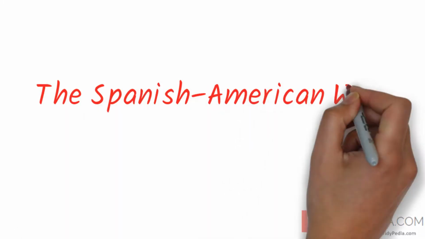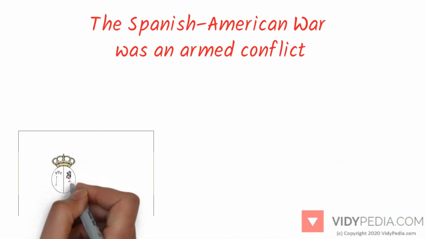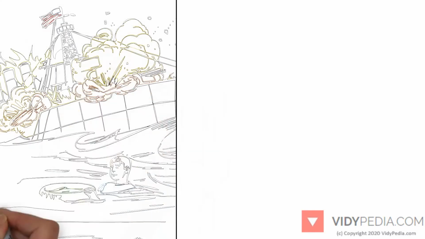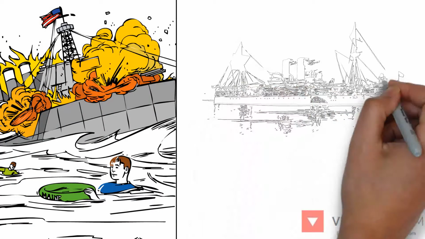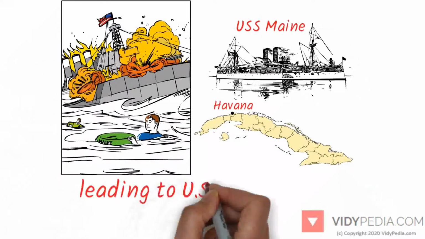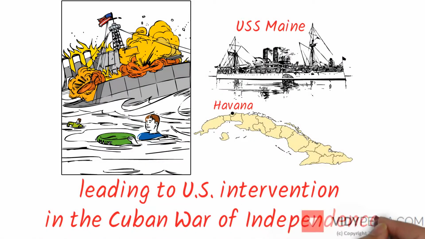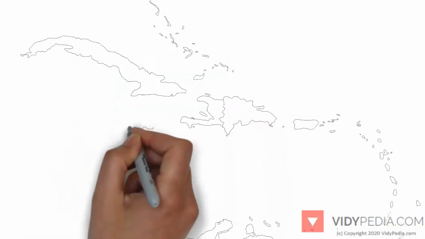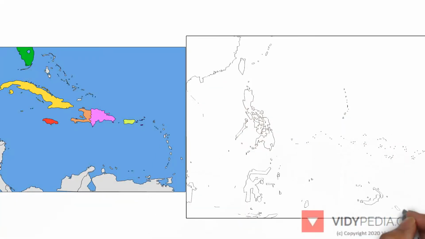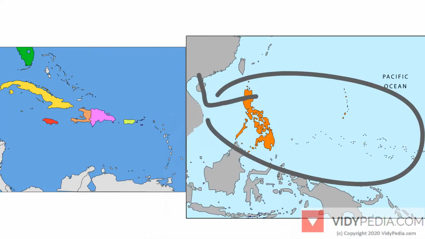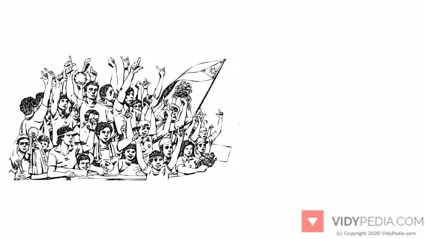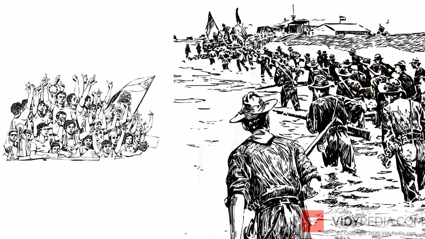The Spanish-American War was an armed conflict between Spain and the United States in 1898. Hostilities began in the aftermath of the internal explosion of USS Maine in Havana Harbor in Cuba, leading to U.S. intervention in the Cuban War of Independence. The war led to the emergence of U.S. predominance in the Caribbean region and resulted in the U.S. acquisition of Spain's Pacific possessions. That led to U.S. involvement in the Philippine Revolution and ultimately in the Philippine-American War.